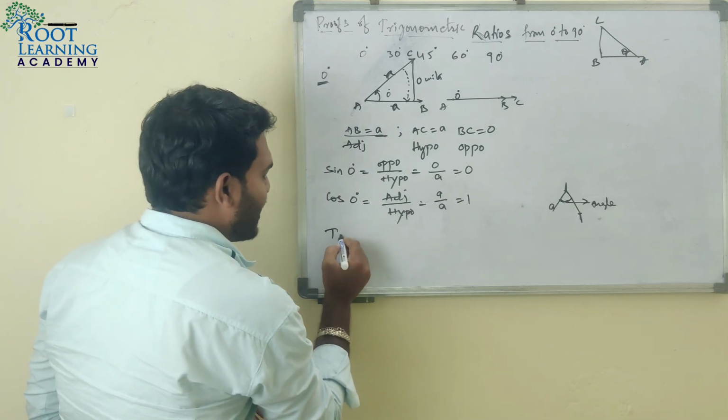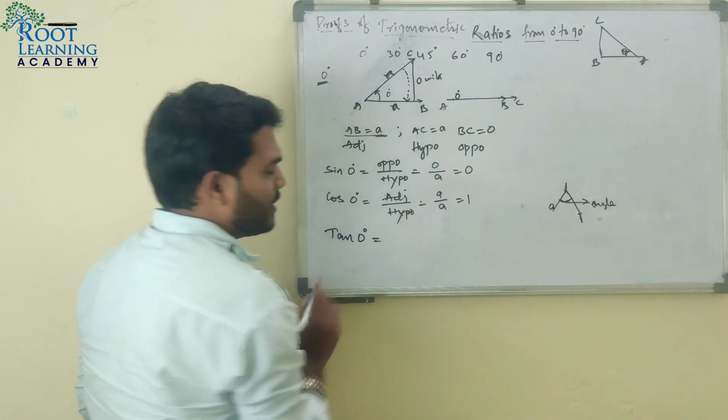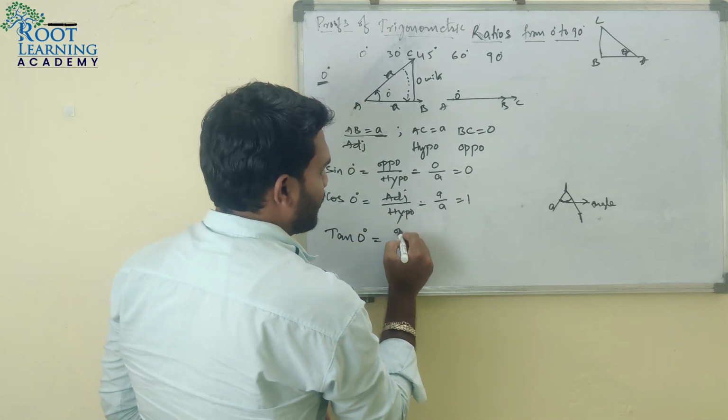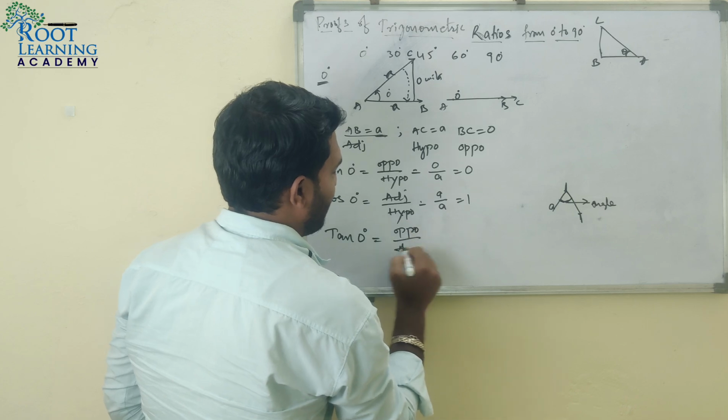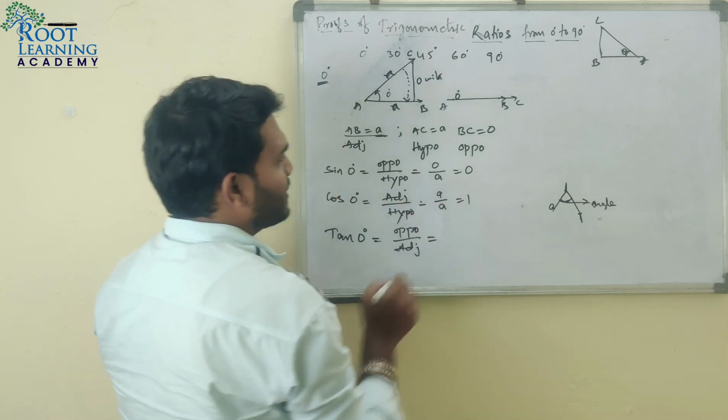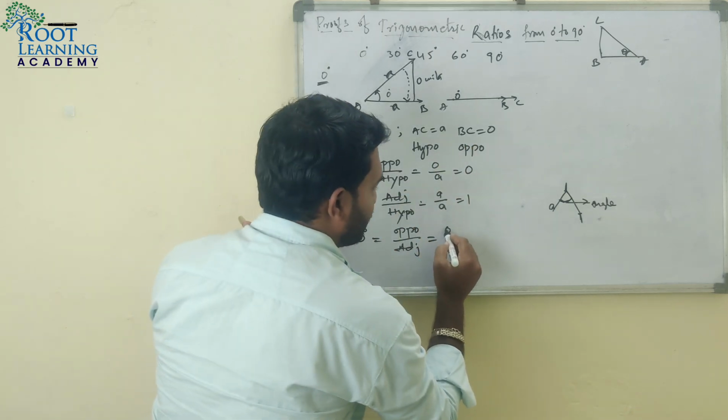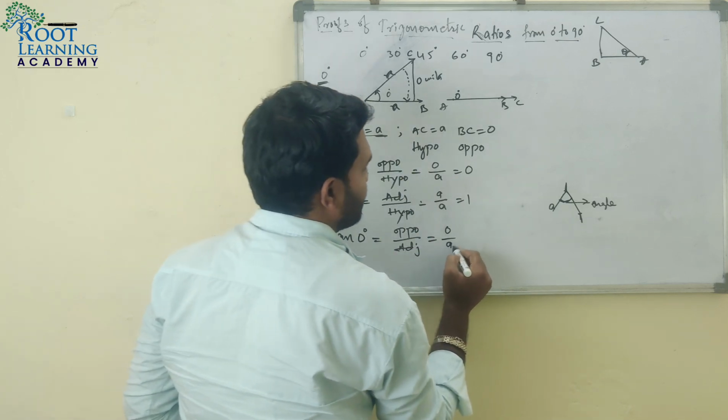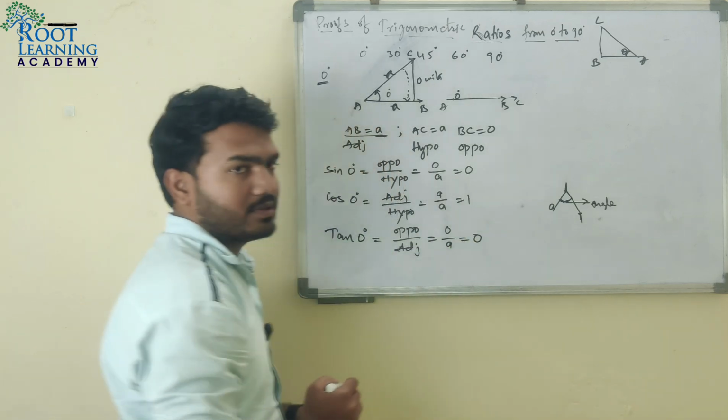Next, tan 0 degrees. Tan theta is equal to opposite by adjacent. So what is opposite here? 0 by adjacent is what? A. So 0 by A is equal to 0.